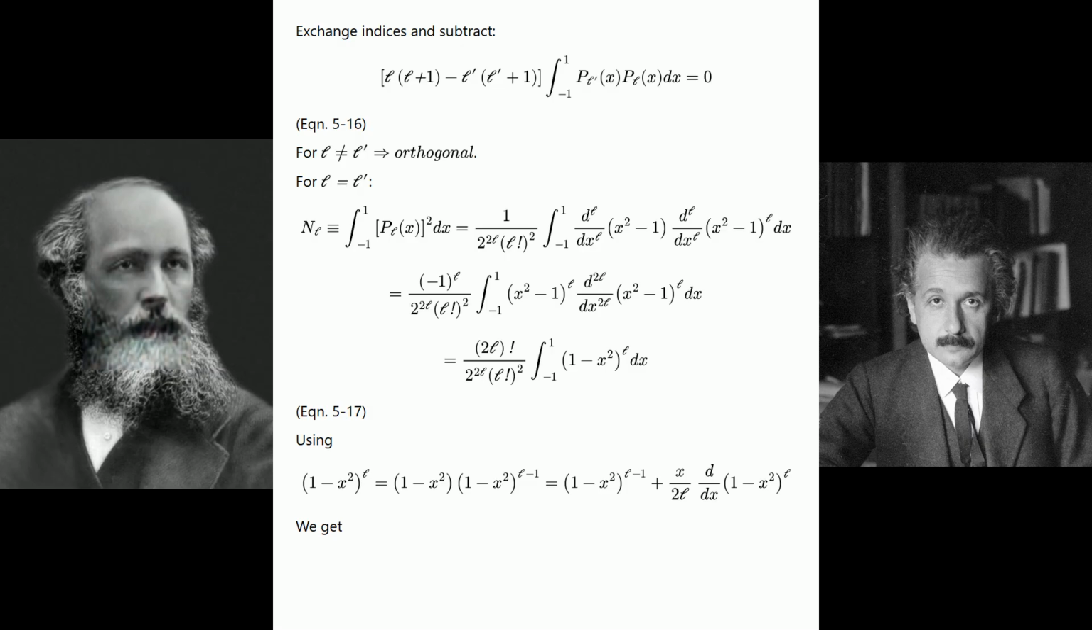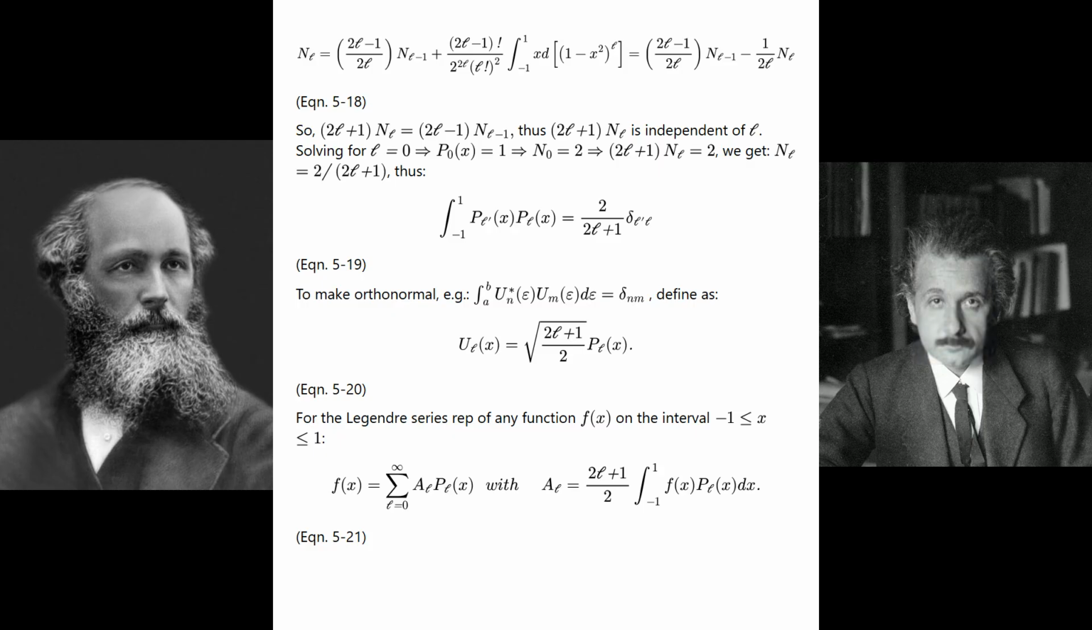For script L not equal to script L prime, this implies orthogonal. For script L equals script L prime, see equation 5-17. Using the equation, we get, see equation 5-18 that follows. So, 2 script L plus 1 times n sub L equals 2 script L minus 1 times n sub L minus 1, thus 2 script L plus 1 times n sub L is independent of script L.